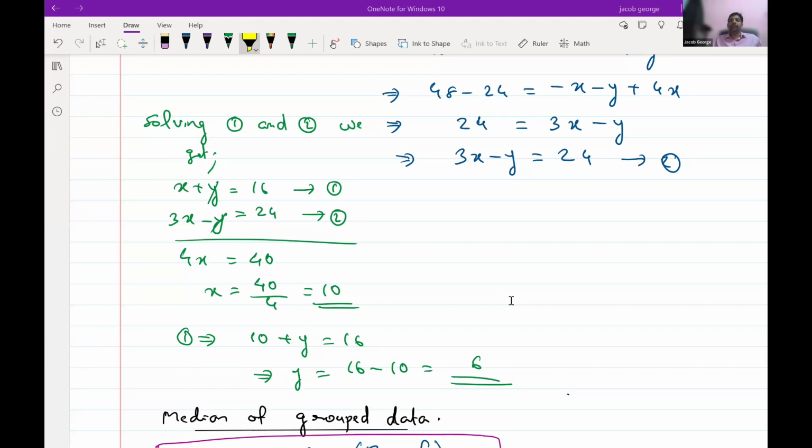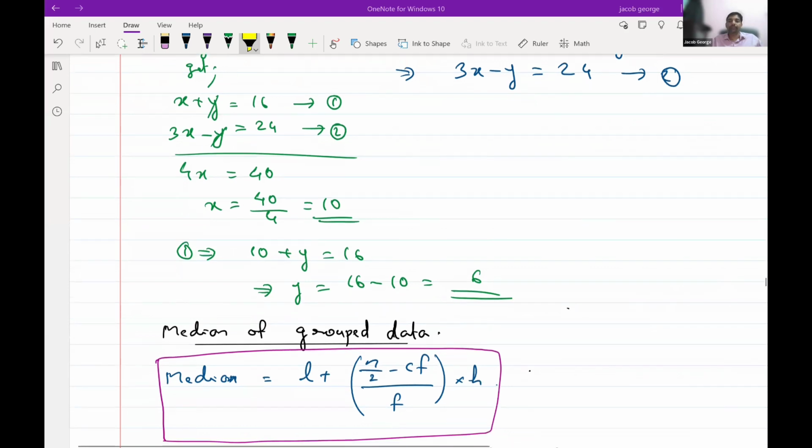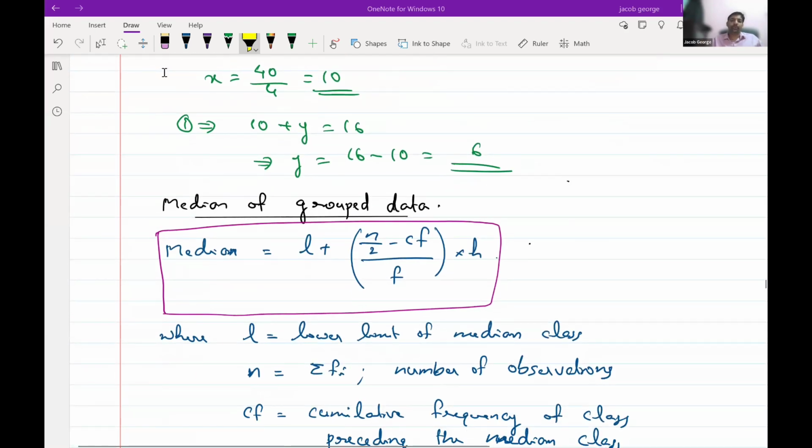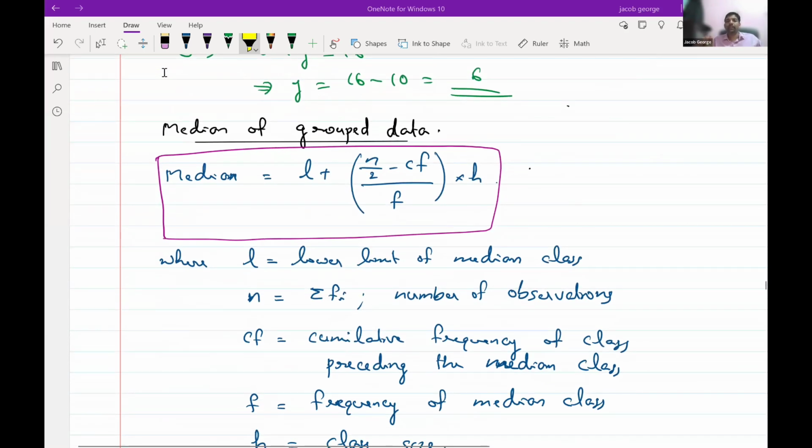Next, the third measure of central tendency is median. Median is actually the middlemost value. In class 9 I taught you the median of ungrouped data, but here we have grouped data with class intervals. In class 10 we have this, but as an extra question class 9 may also be asked in the examination. So median, this is the formula. Please study the formula right now.